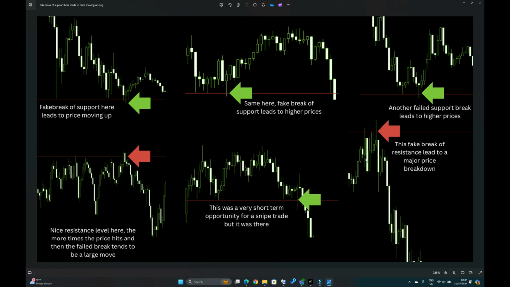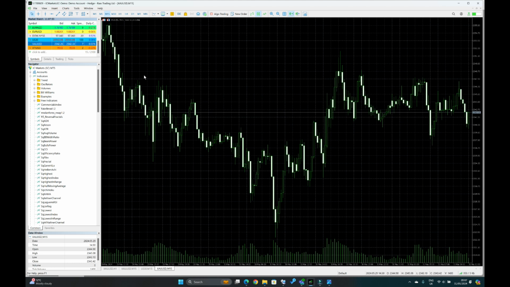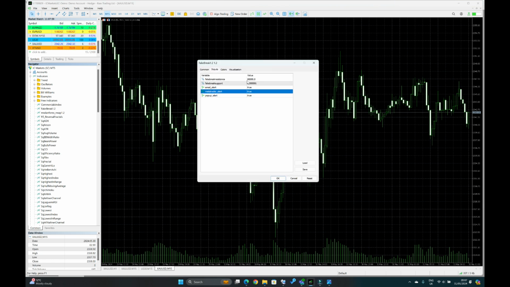So what I've done is I've created an indicator which can alert you when these things happen. I'm going to show you what this looks like. It's called fake break, and it's very easy. You install it into your indicators folder. You choose a chart. So for example, here is gold, and once you've got the fake break installed, you drag this onto your chart. You set where you think the resistance is.